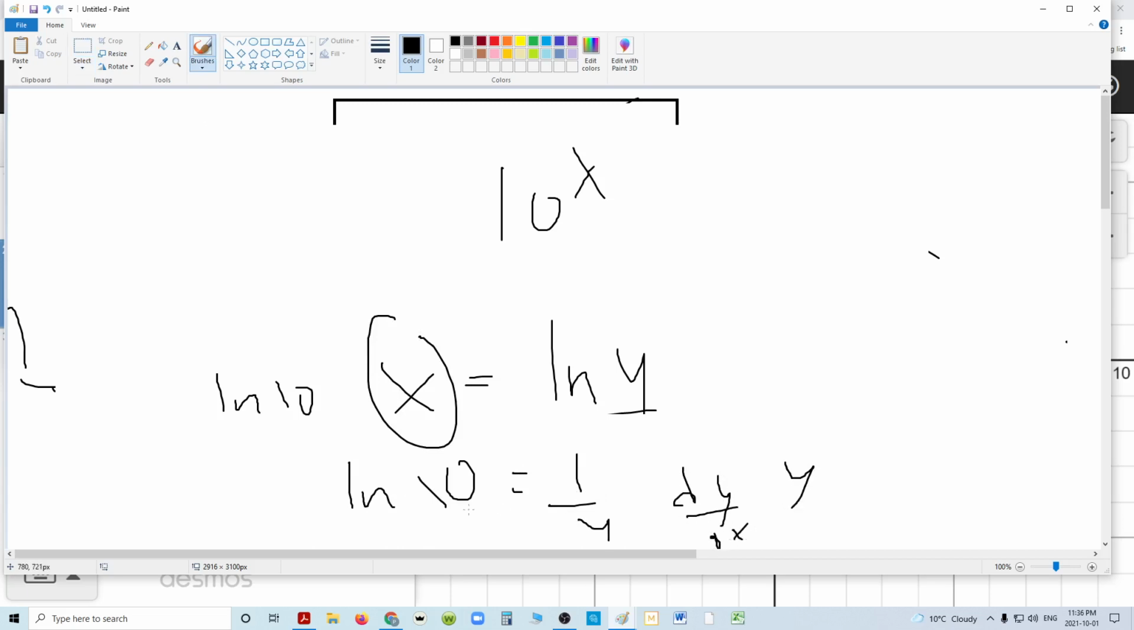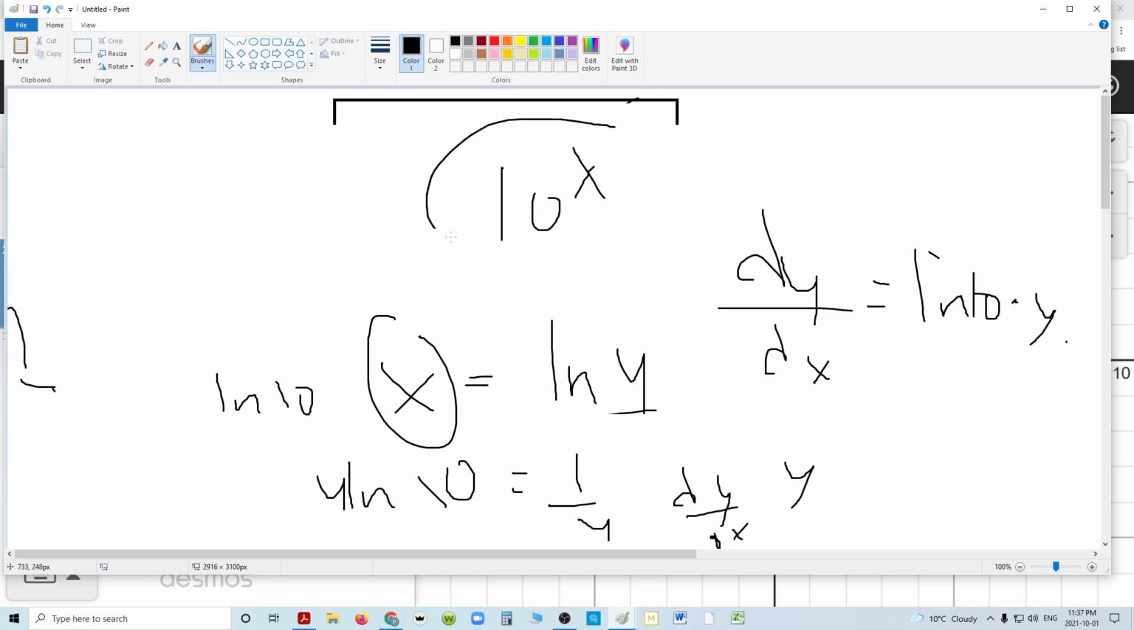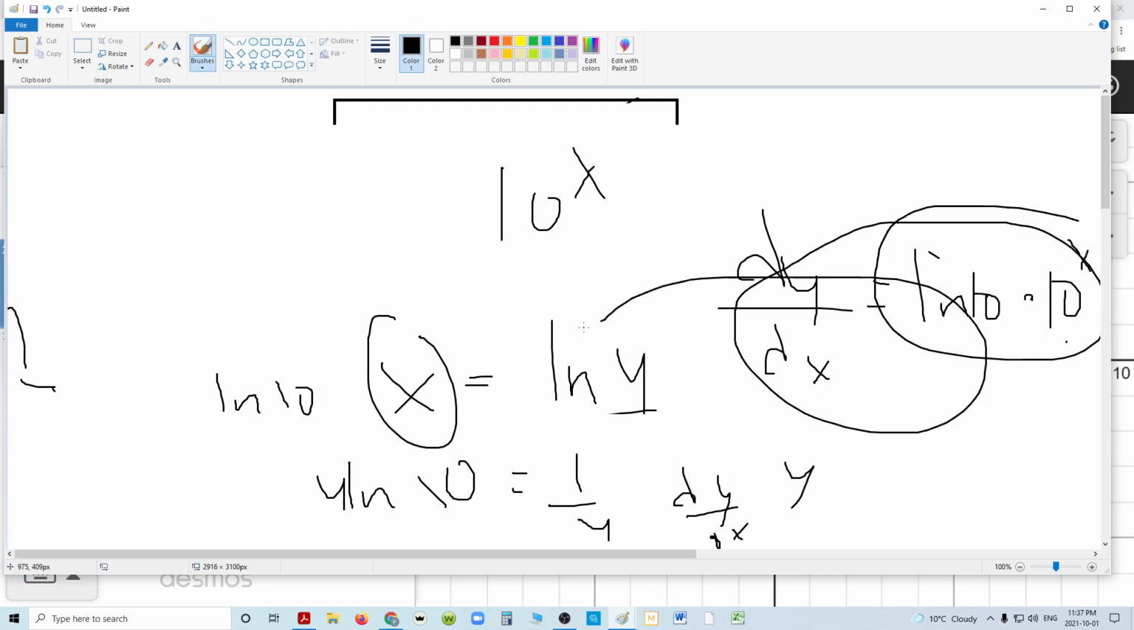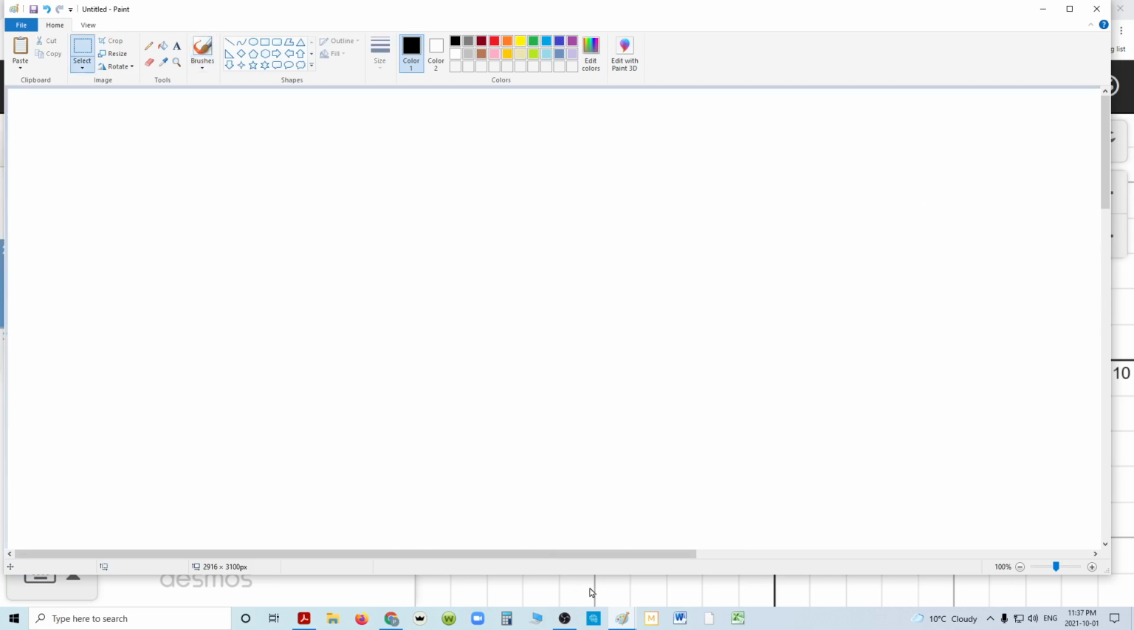I multiply both sides by y, and I'm left with dy over dx is equal to ln 10 times y. But then I remember y over here is 10 to the power of x. So it's kind of easy to show the derivative when you understand implicit differentiation, and it's useful. I'm going to stop there.